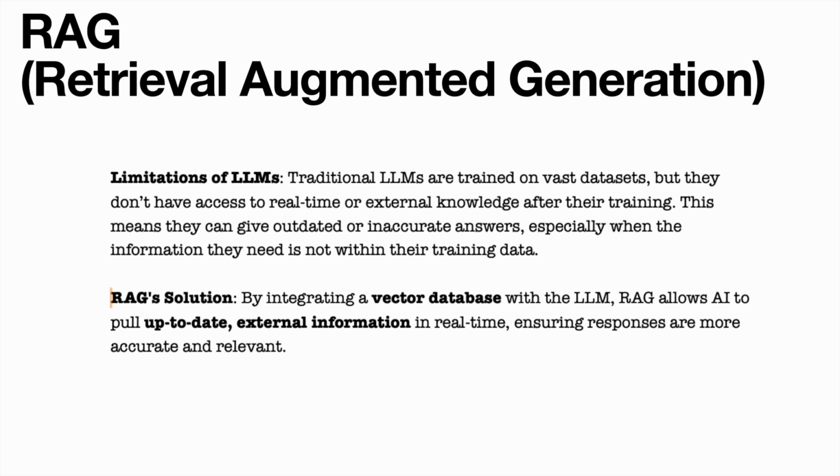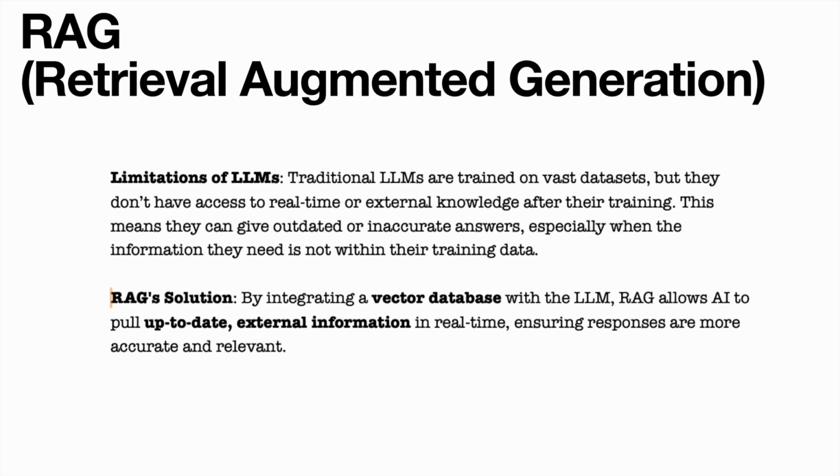RAG is Retrieval Augmented Generation. So first, let's see why we need RAG. There are a few limitations of LLMs. Traditional LLMs are trained on vast data sets, right? But they don't have access to real-time or external knowledge after their training. So this means they can give outdated or inaccurate answers, especially when the information they need is not within their training data.